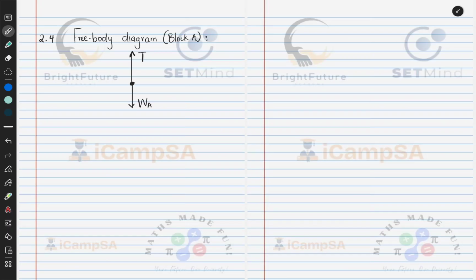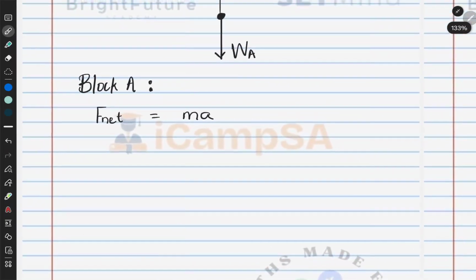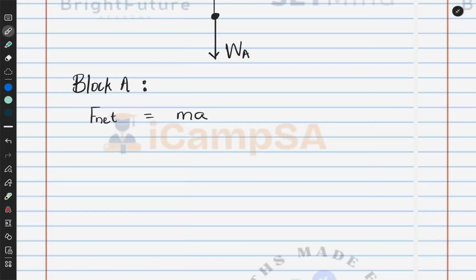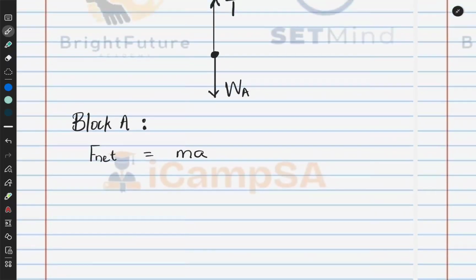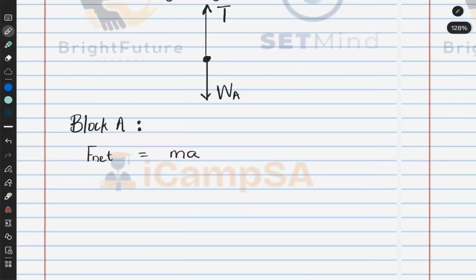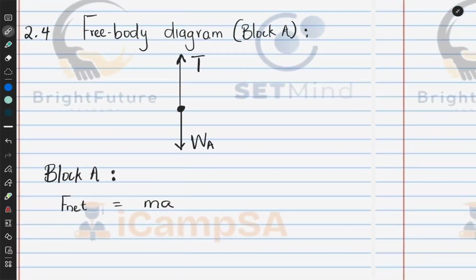So now let us calculate. We'll start with block A, and we say Fnet is equal to ma. Since it's moving, we have to choose a direction. So let's choose upwards as positive. Why am I choosing upwards as positive? It's convenient for me, because I know the block is moving upwards. So why would I choose downwards as positive? You can choose downwards as positive, by the way, but you have to be very mindful. I'll show you why. So let me start with upwards.